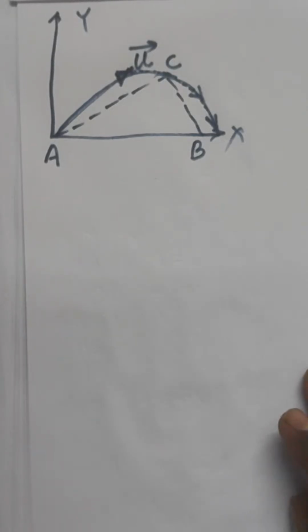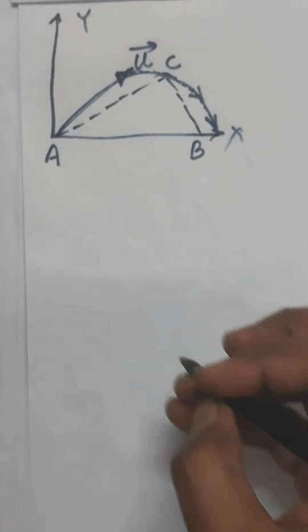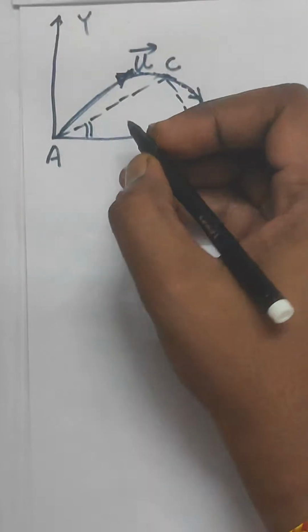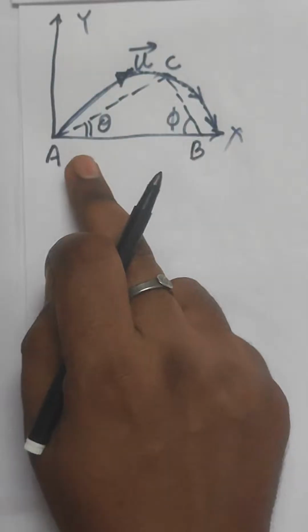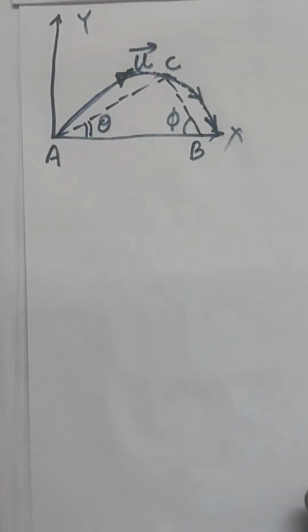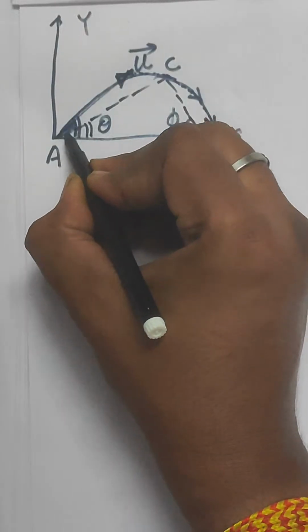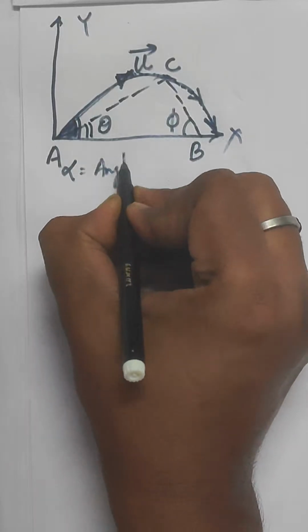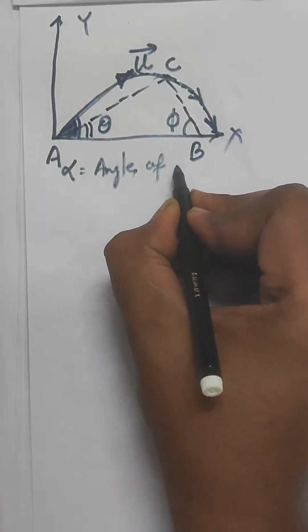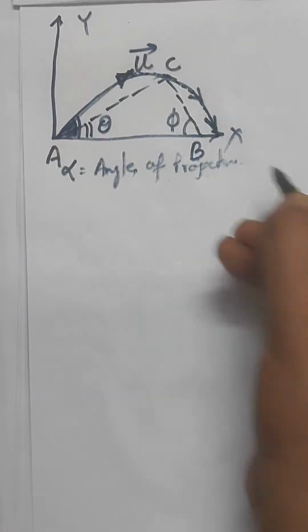Now from here it's given that theta and phi are the base angles. So let's say this angle is theta and this angle is phi, because these are the base angles. AB is the base of this triangle ABC and theta and phi are the base angles. Also given that alpha is the angle of projection. So this angle is alpha, and this projectile is thrown at an angle of alpha.